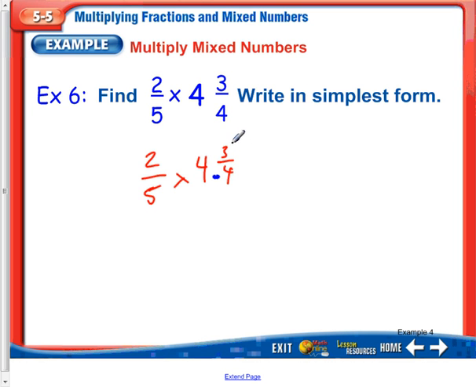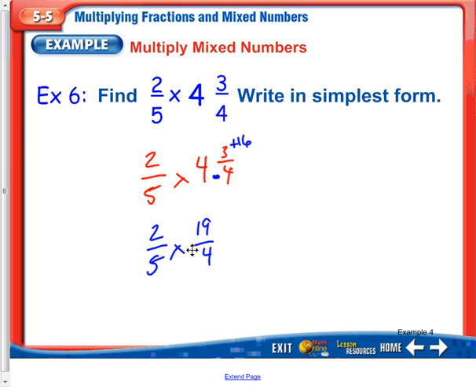4 times 4 is 16. Then add 16 to your numerator. So 4 times 4 is 16, and we need to do 3 plus 16. So rewrite the whole problem. 2 fifths times 19 fourths. Again, we got 19 because 4 times 4 is 16, so we actually have 19 fourths, which is the same as 4 and 3 fourths.